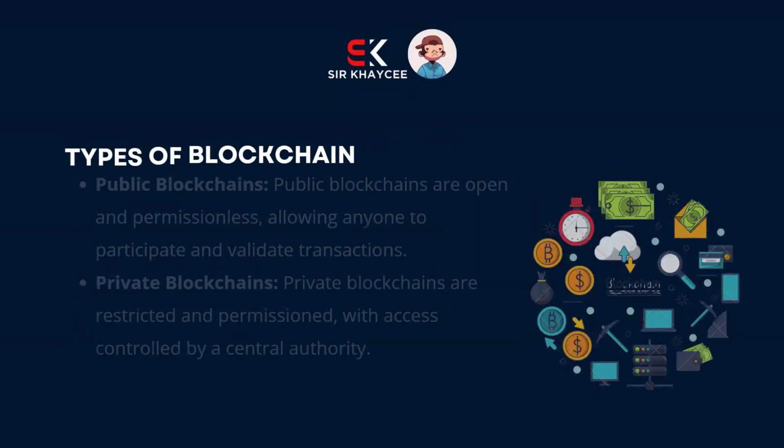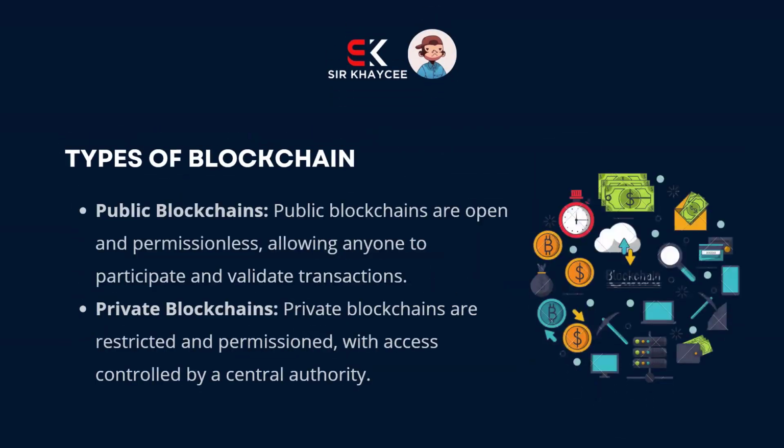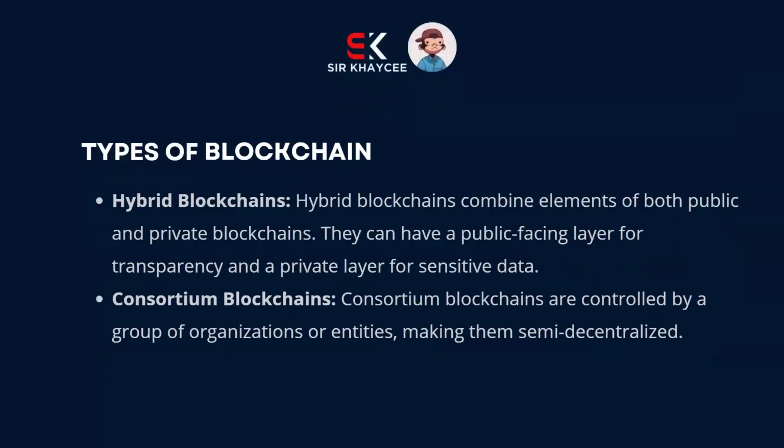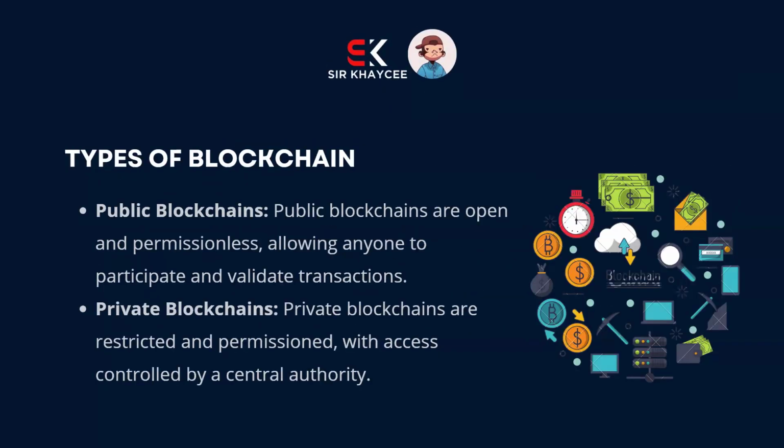So let's move forward. Types of blockchain. Now I think we have about 4 types of blockchains. Okay, yes. So let's start. Number one, public blockchain. It says public blockchains are open and permissionless, allowing anyone to participate and validate transactions.